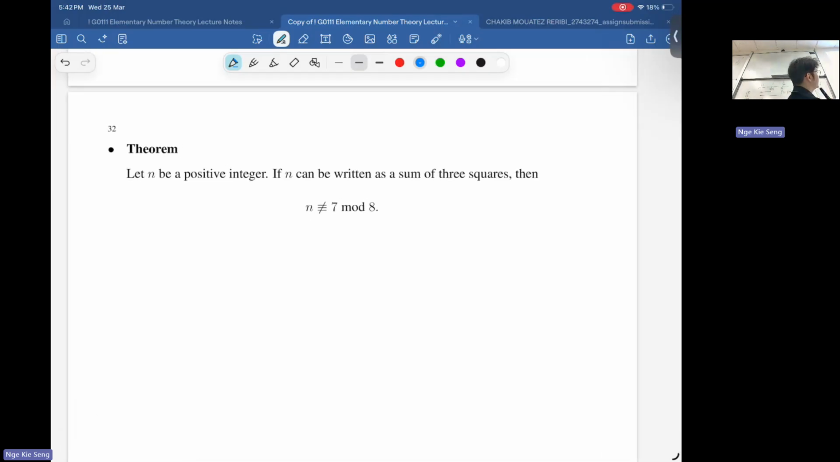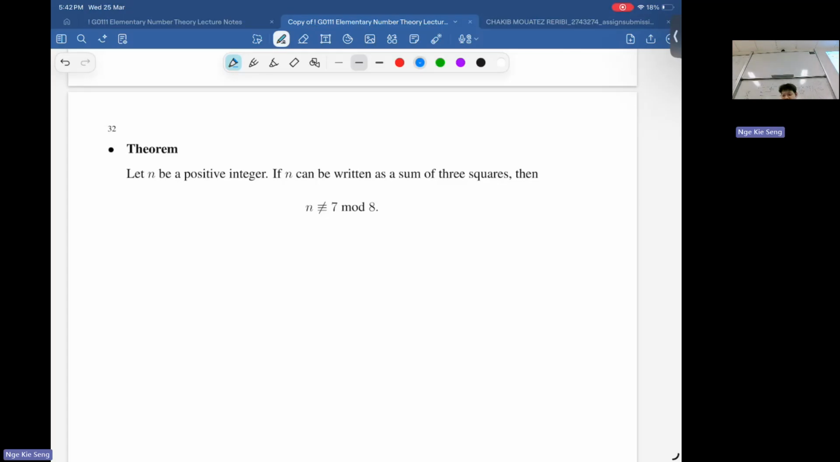It turns out there is a necessary condition: when n can be written as a sum of 3 squares, then n cannot be 7 mod 8. This is a statement similar to the one for when n can be written as a sum of 2 squares.